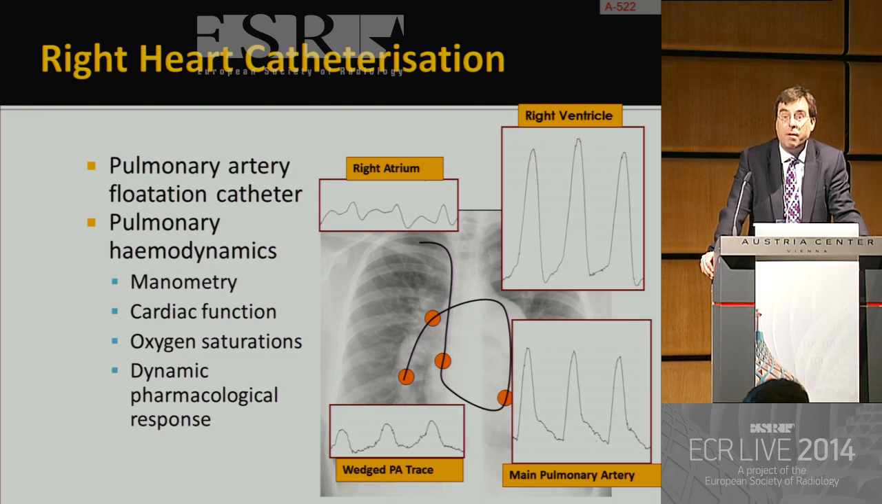It's the gold standard for a diagnosis of pulmonary hypertension. It also allows assessment of oxygen saturations along its route, and therefore we can identify step-ups in oxygen saturations to indicate an intracardiac shunt.